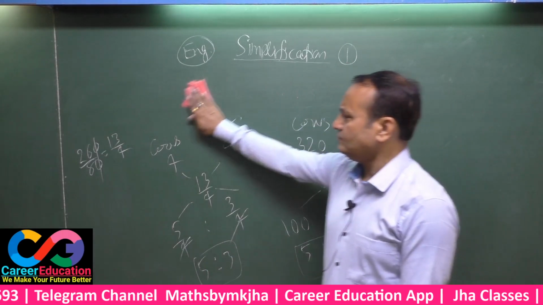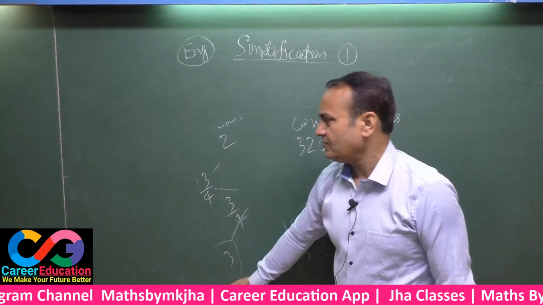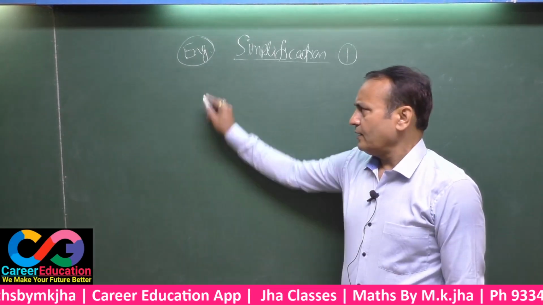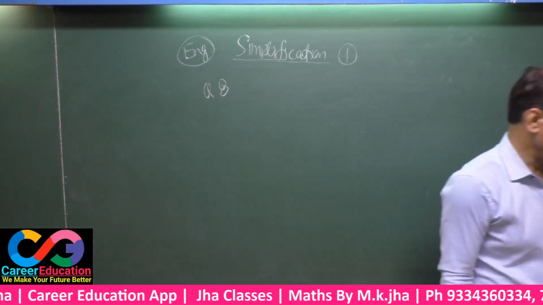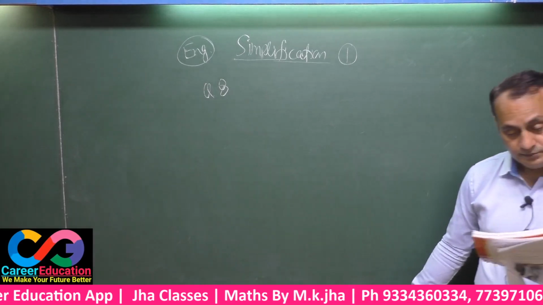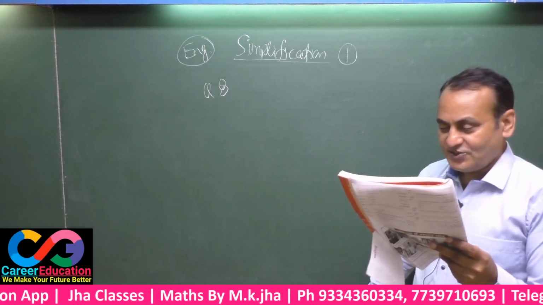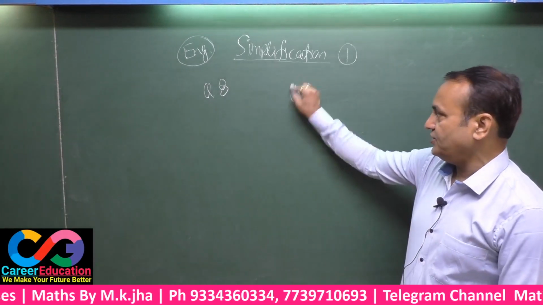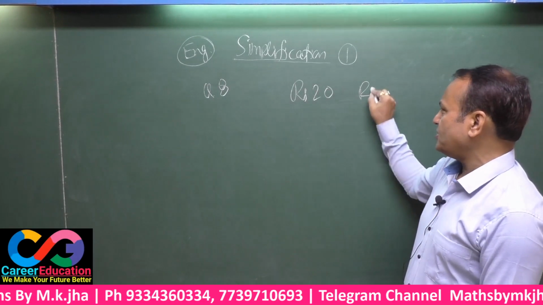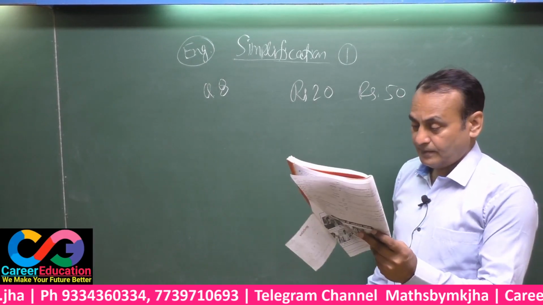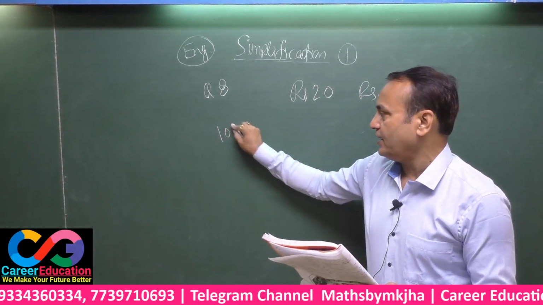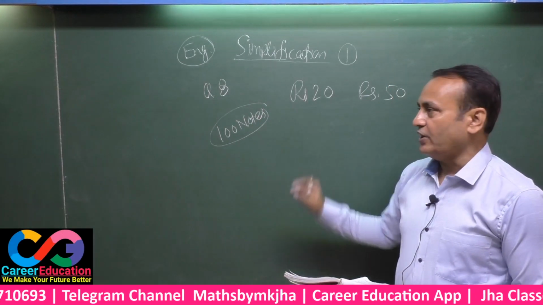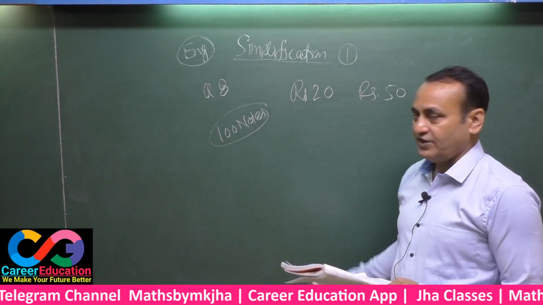Now coming to question number 8. In a box there are 100 notes of denominations rupees 20 and rupees 50. See here, rupees 20 denominations, rupees 50 denominations. There are 100 notes. Out of 100 notes, some notes are of 20 rupees and some notes are of 50 rupees.